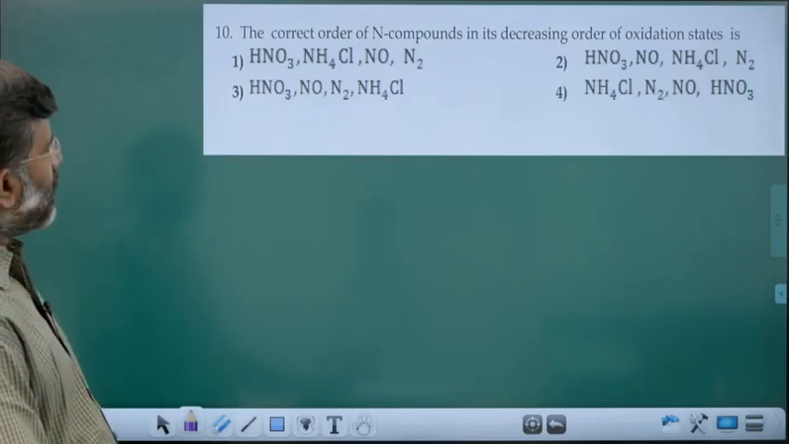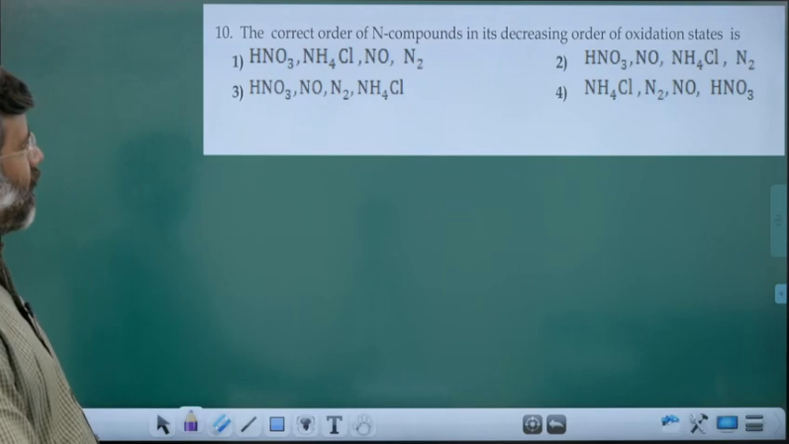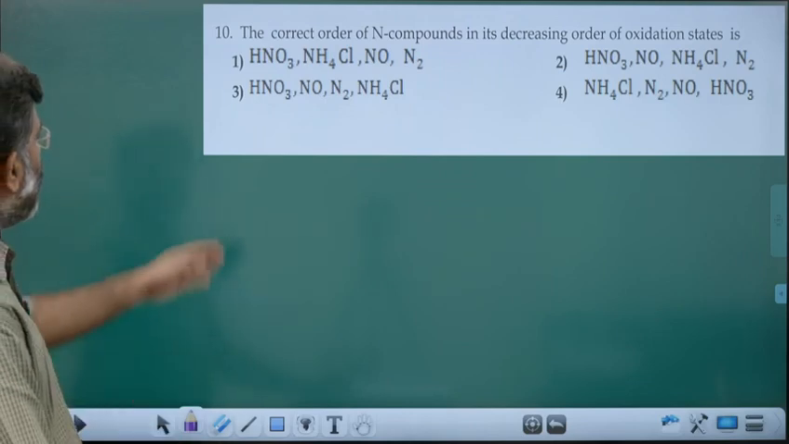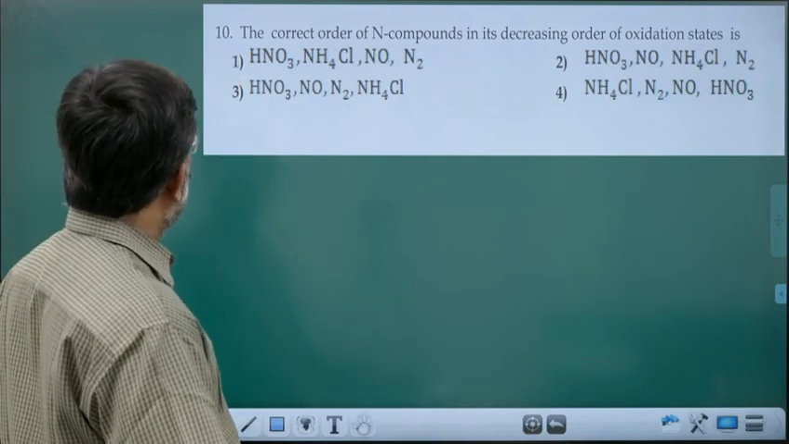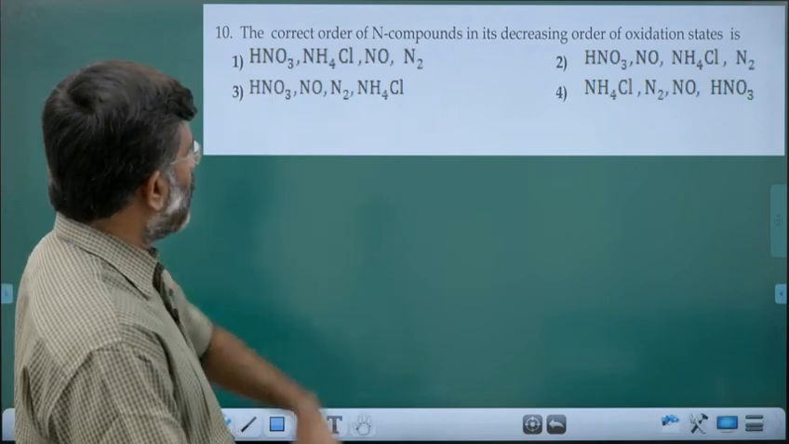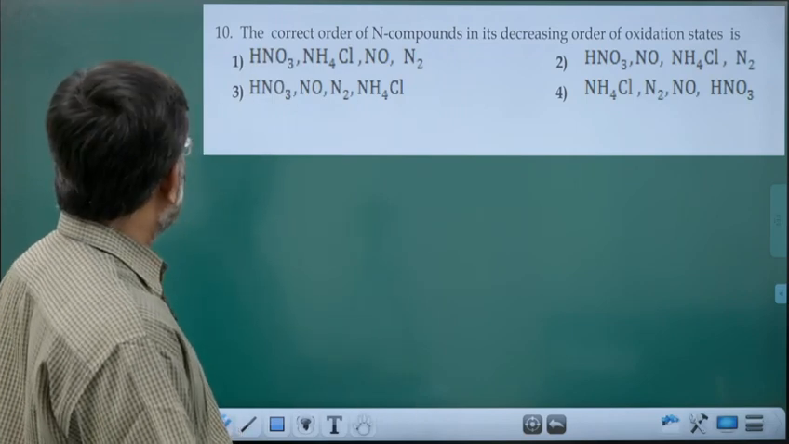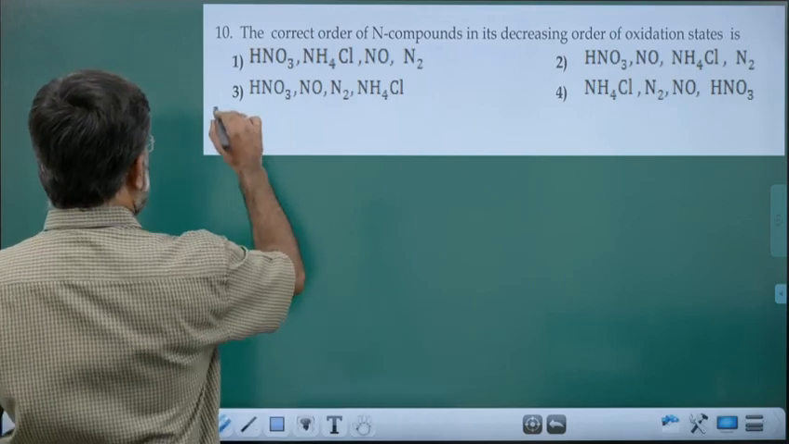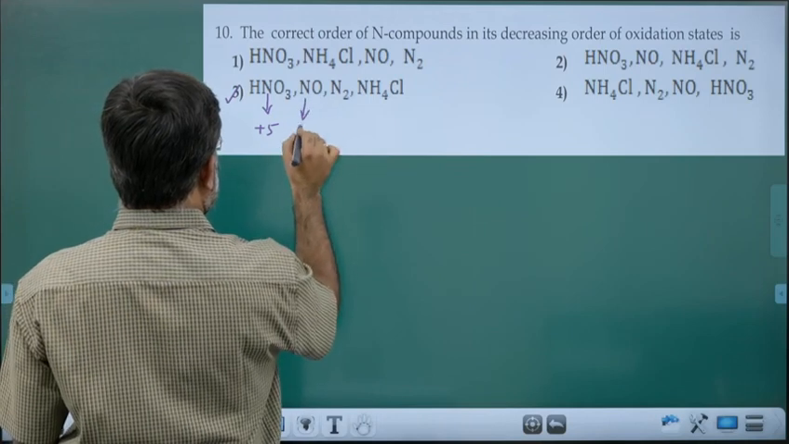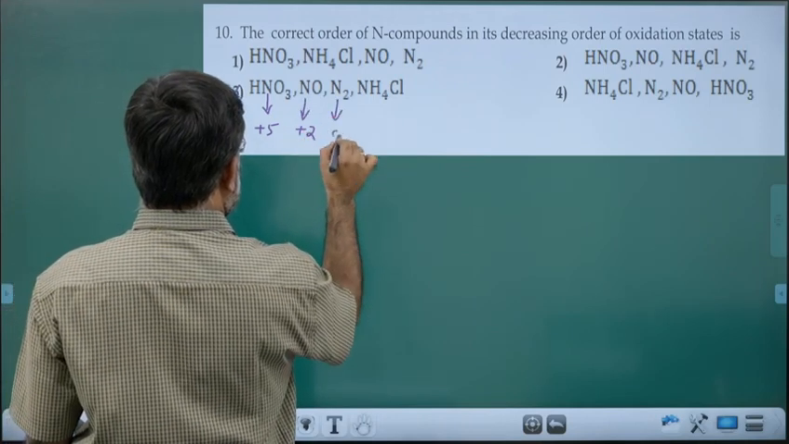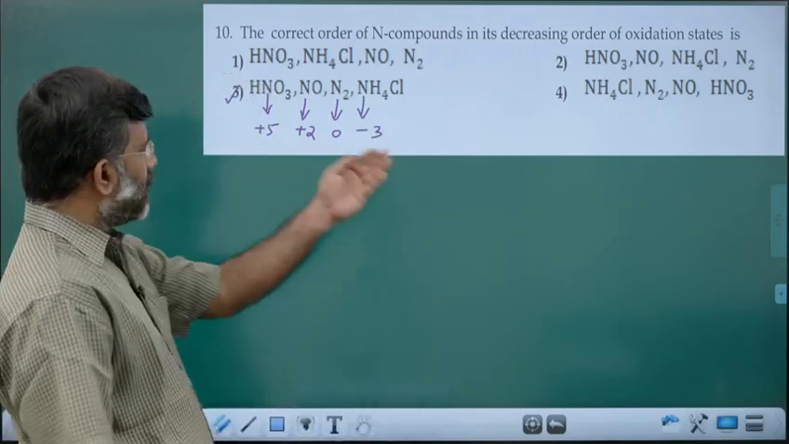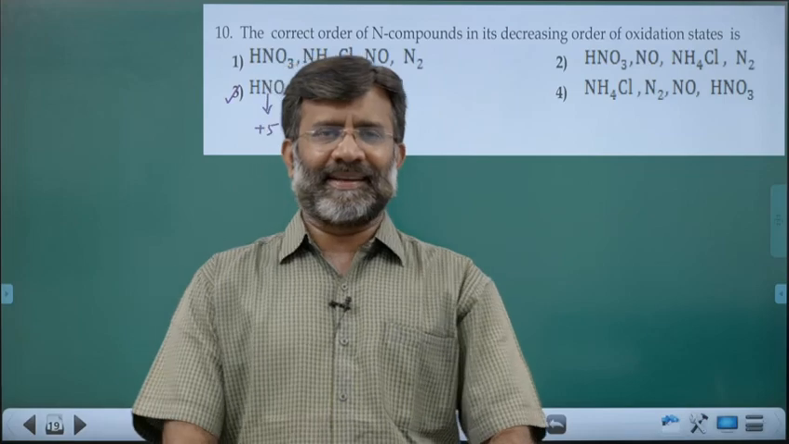Next. Correct order of nitrogen compounds in its decreasing order of oxidation state, means high to low. Nitric acid is plus 5, then minus 3, so that is not in the correct order. Correct order is third choice. Here nitrogen plus 5 state, here nitrogen plus 2 state, here nitrogen elementary state 0, here nitrogen minus 3 state. So that is the decreasing order.